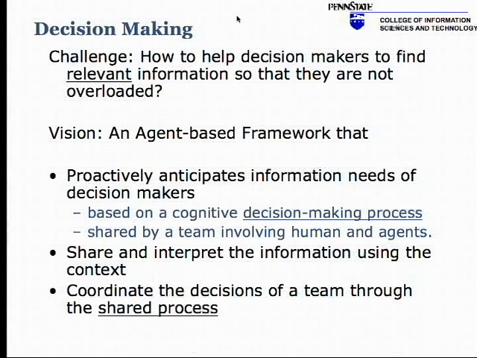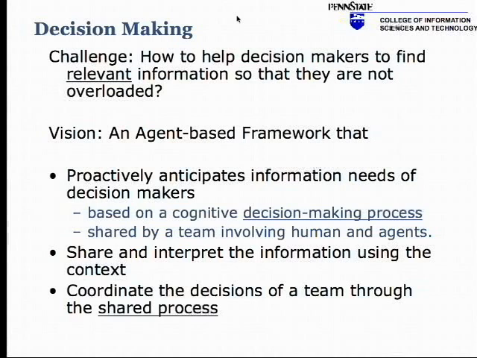Before I talk about decision-making research, I would like to use an analogy that motivates this research. People who study human team performance have indicated that a characteristic of a good, high-performance team is that members of the team can anticipate the needs of teammates and send information to them before they ask and without overloading them. And they know what they need, when to tell them, and so forth.